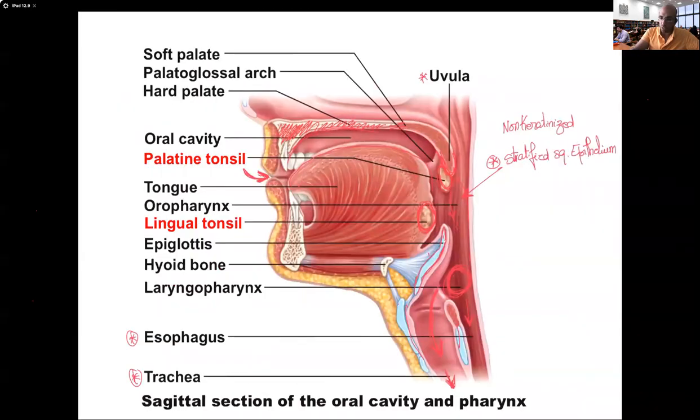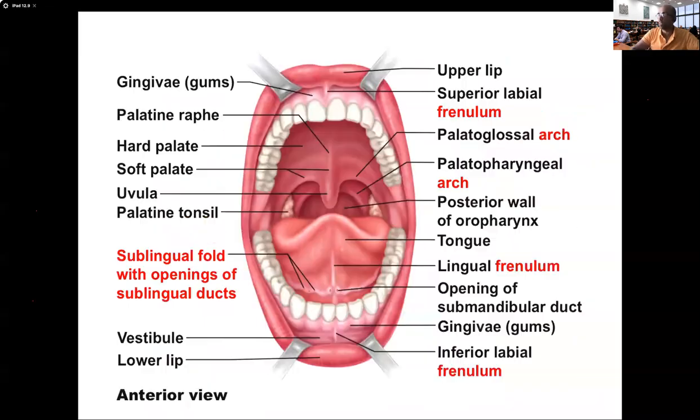Another important diagram. This is a 5 stars diagram for the upcoming lab exam. Also another 5 stars diagram for the upcoming lab exam. It's going to be the interior view of the oral cavity. Shown here, this is the palatine raphe, the continuation here of the soft palate, running down in the midline.